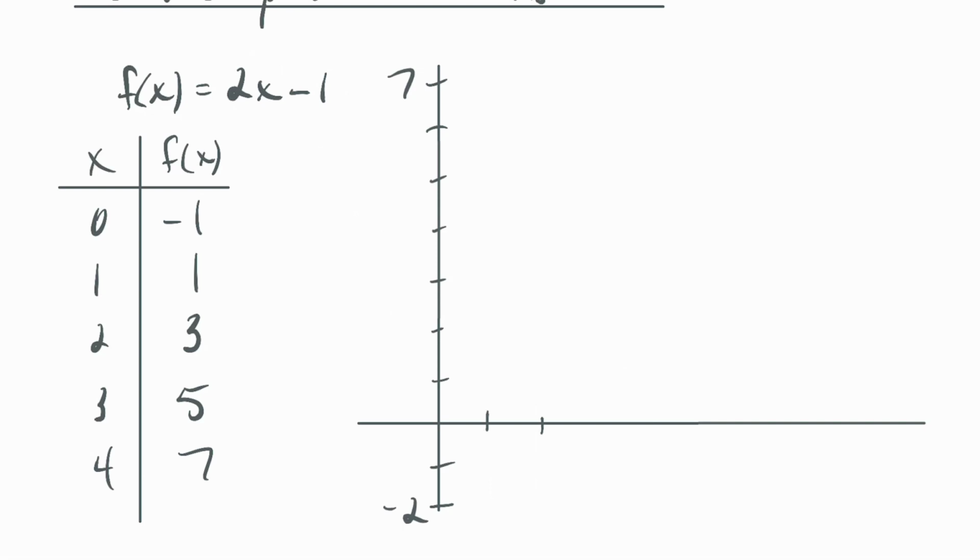So 1, 2, 3, 4. So let's go to 5. So not perfect, but good enough for doing it by hand. So now I can go plot these pairs of points.